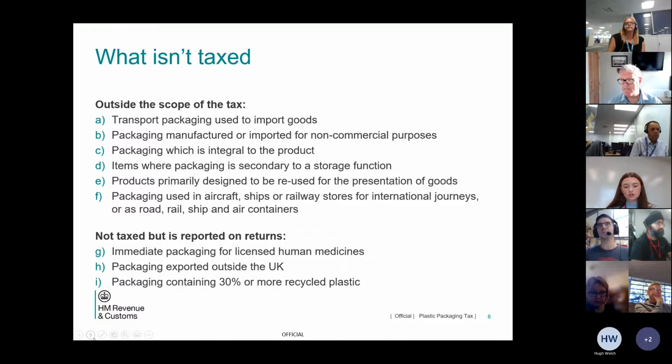We have had numerous questions on this exemption. If you're looking to determine if plastic packaging is considered transport packaging, look at the definition given in guidance and the tax's primary legislation. The definition in legislation is the same as that used to define tertiary packaging in the Producer Responsibility Scheme. To clarify, transport packaging imported as a good itself is in scope of the tax, as is transport packaging manufactured in the UK.